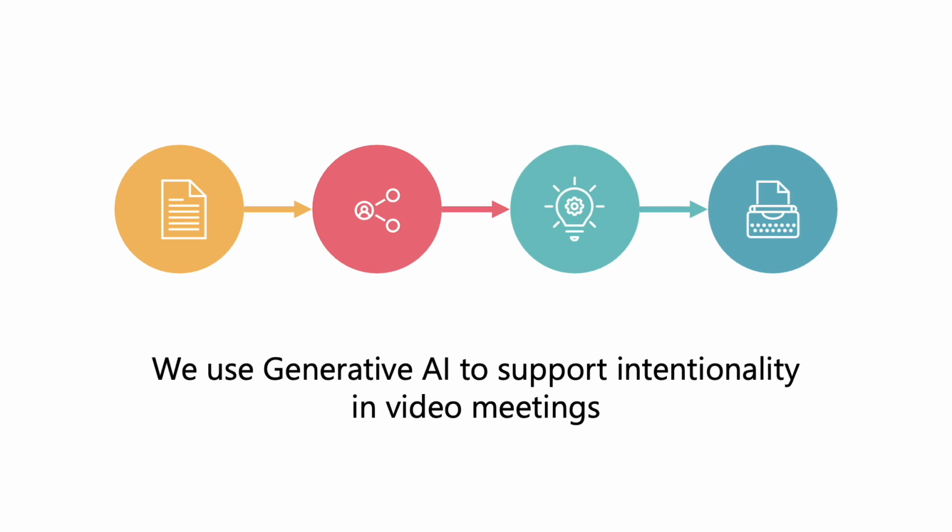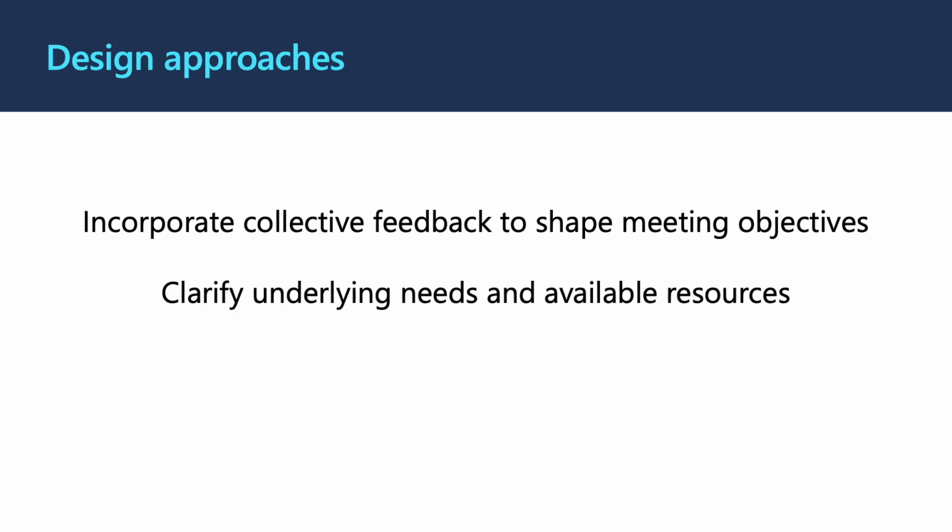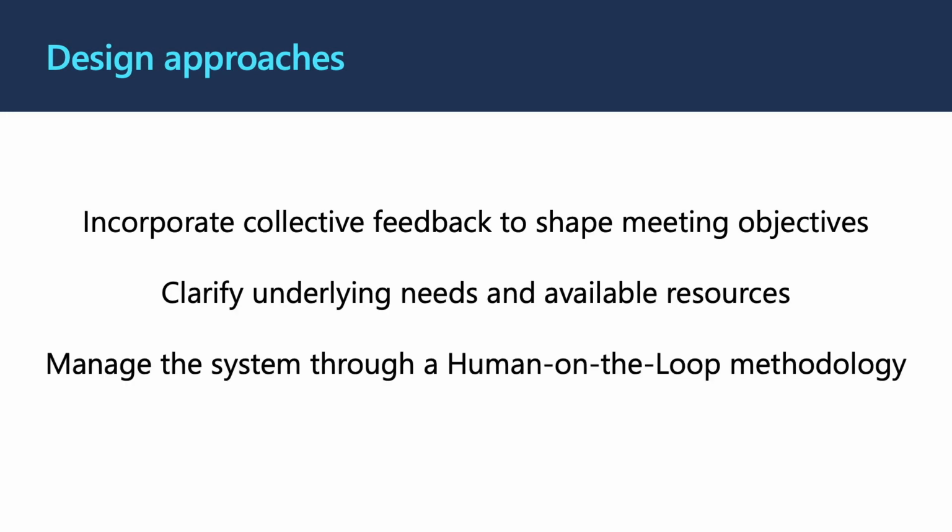To help meeting attendees plan and run meetings more effectively, we explore the use of generative AI to create tools to focus attention and dynamically adapt the user interface, allowing users to concentrate on the purpose of the meeting. We formulated 3 design approaches, which are to incorporate collective feedback to shape meeting objectives, clarify the underlying needs and available resources, and manage the system through a human-on-the-loop methodology.